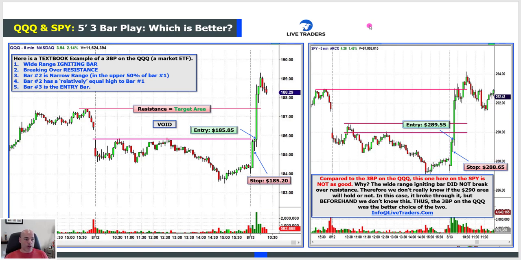So I took a picture. I did not trade this. I took a picture of the Qs and the spiders a couple days ago. All right. What we had on the SPY was a wide range bar, a narrow range bar, and a blast off. Perfect three bar play. A wide range bar, a narrow range bar, blast off. Okay. I'm not going to use the word perfect three bar play. Why?